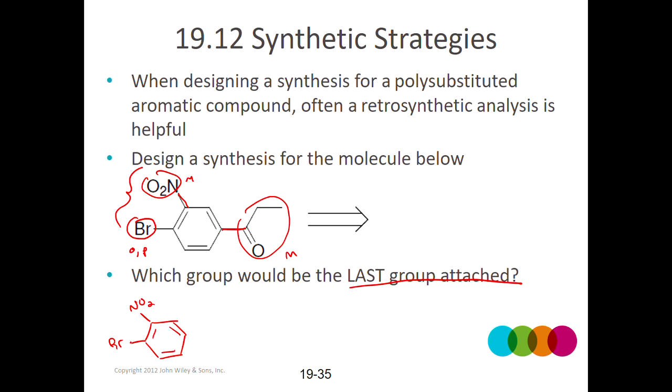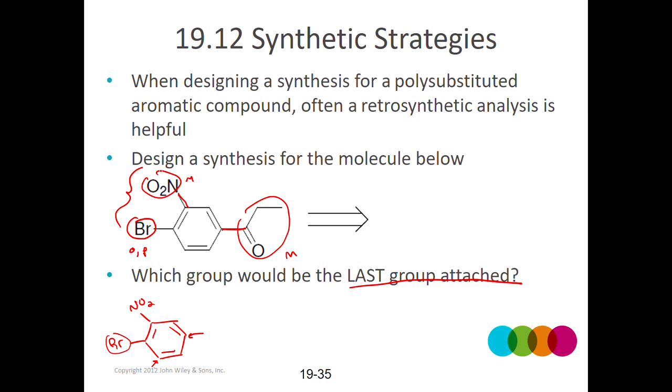The bromine would direct the next group to come in ortho or para to it, and the nitro would direct the next group to come in the same positions, because those positions happen to also be meta to the nitro group. But the problem is the bromine isn't very sterically hindering, so there's no way to really control which of these two positions this last group goes to. So I actually probably don't want to add that one last, because if I add that one last, I can't control which side it really goes to.